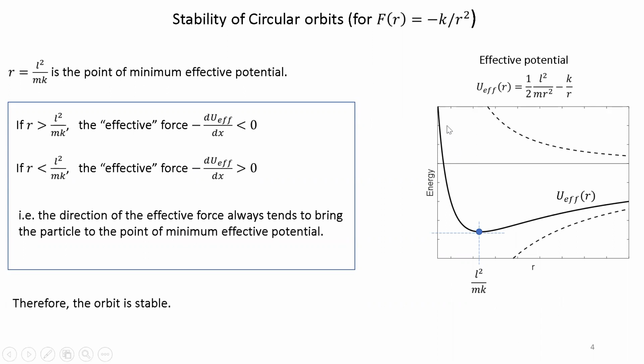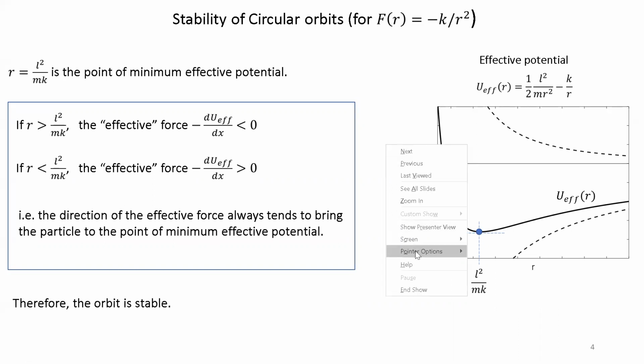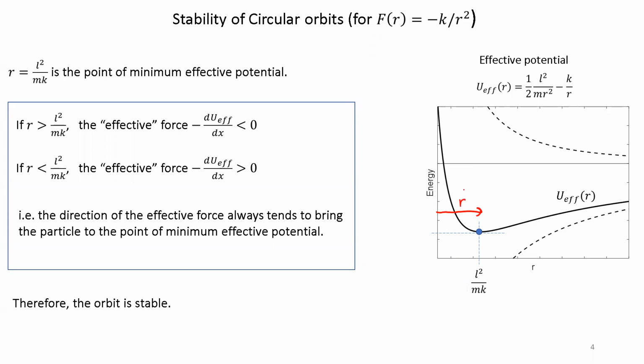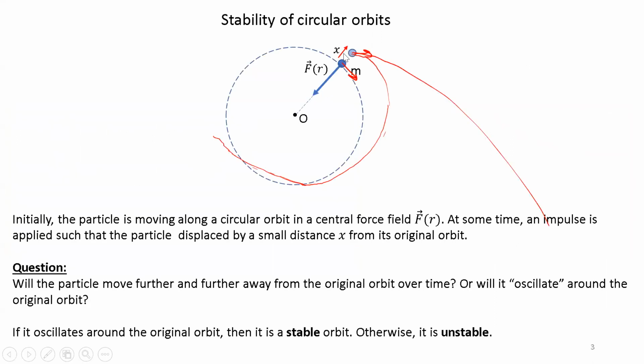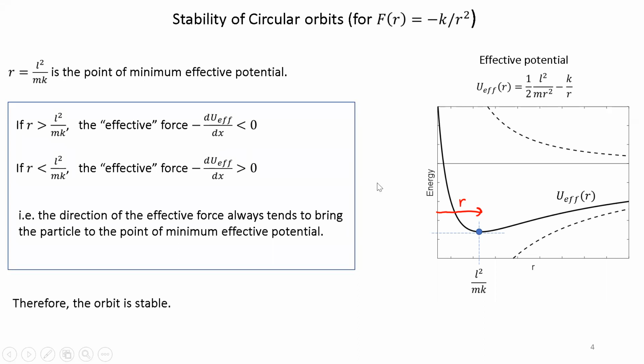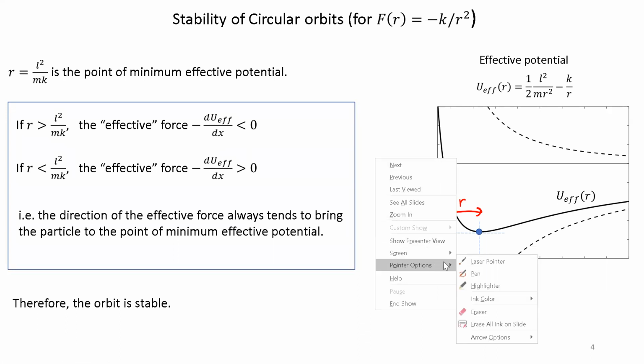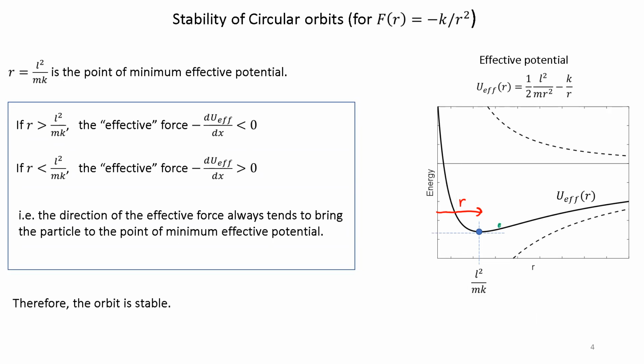Originally, if I look at the effective potential curve, I am at this position over here. This is the original radius of your particle. You apply a little bit of impulse to displace the particle a little bit. If I look at the effective potential curve, what it really means is that now you are maybe over here.